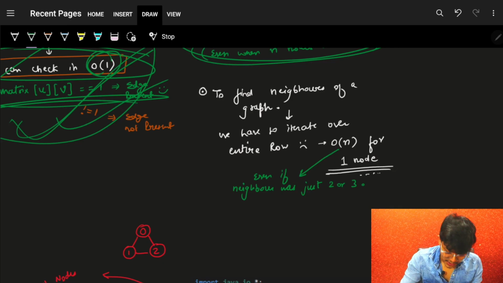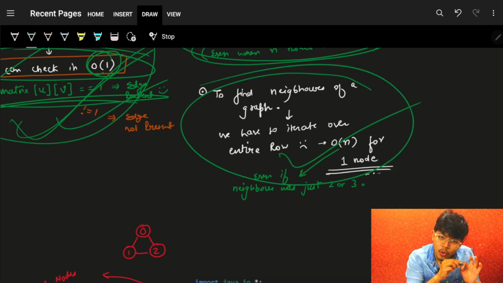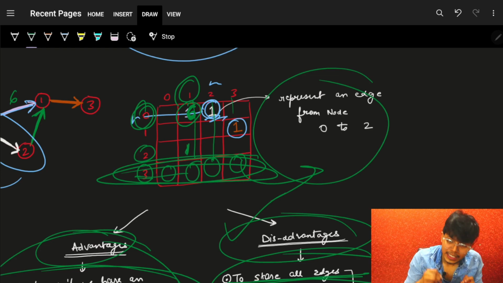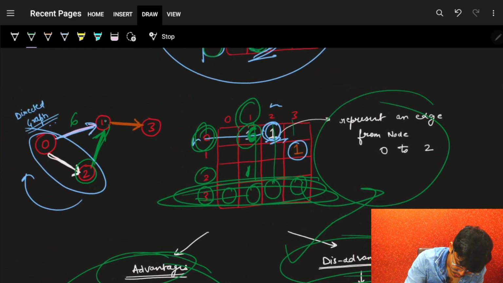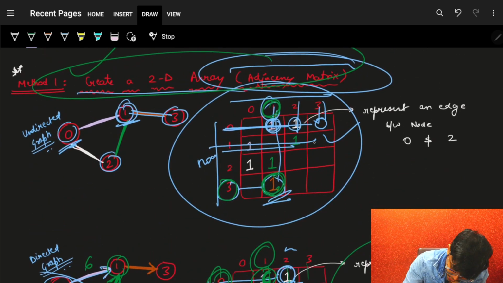Also, if we want to find the neighbors of a node in a graph, we need to iterate over the entire row. Let's say at this place I wanted to know the neighbor of 2. I know only 1 is there, because it's a directed edge. Or let's say in this example, the neighbors of this particular node are 1, 2 and 3.